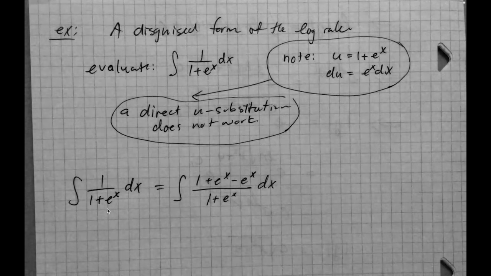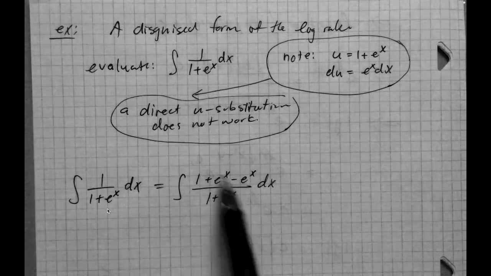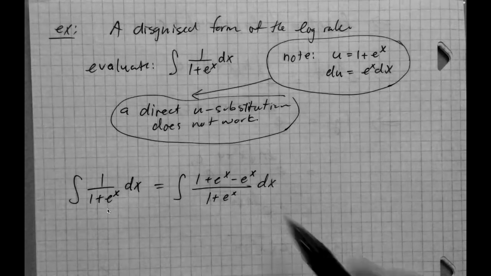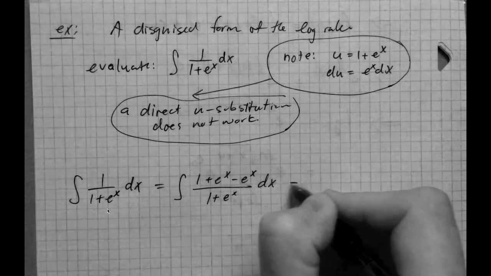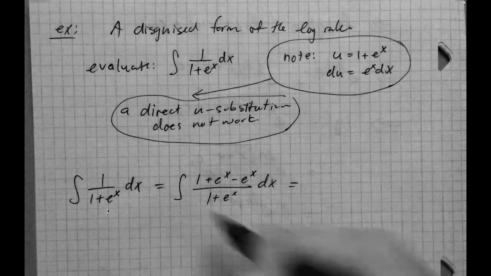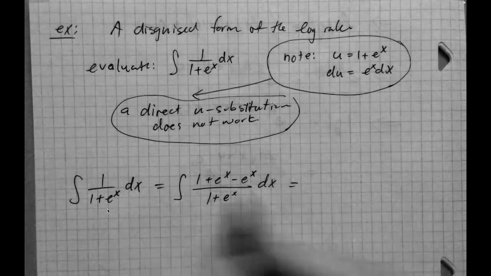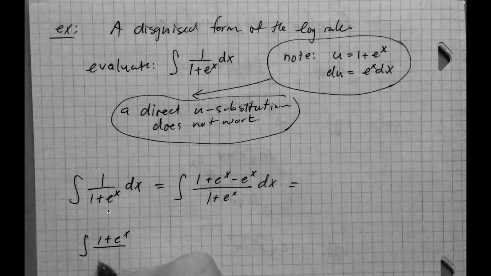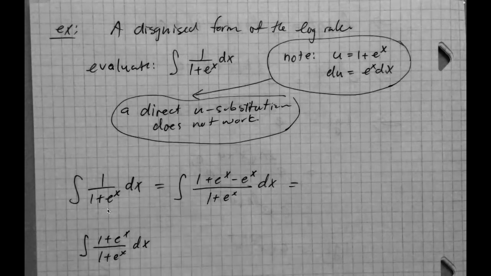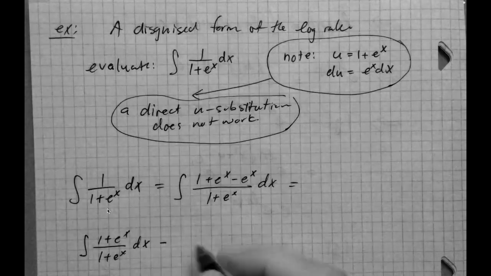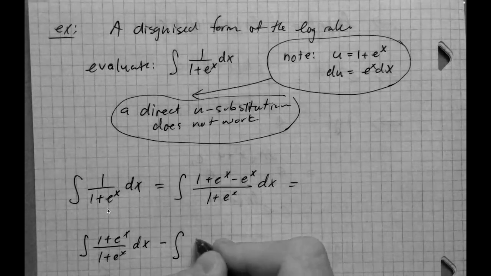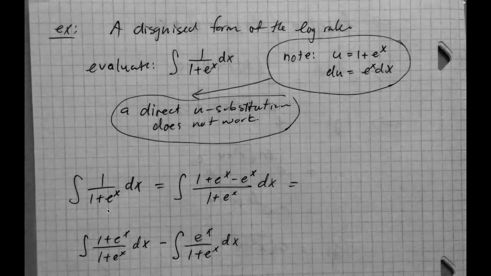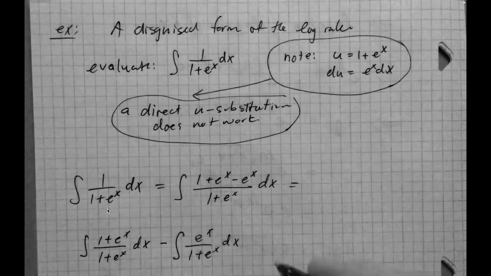But now we have new opportunities that we can set up here. What we want to do is split the integral apart. So we have the integral of 1 plus e to the x over 1 plus e to the x, which is obviously equal to 1. And then we subtract off the integral of e to the x over 1 plus e to the x. So this first one is just the integral of dx.